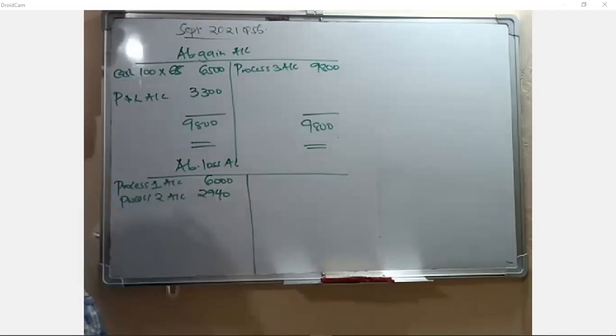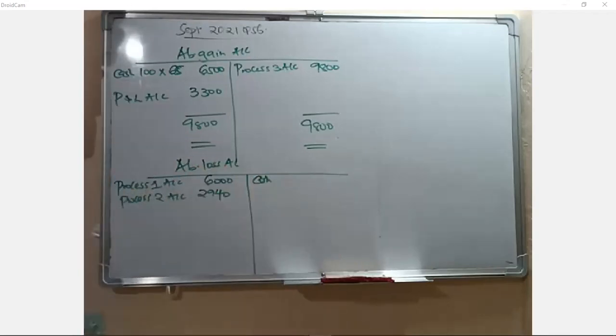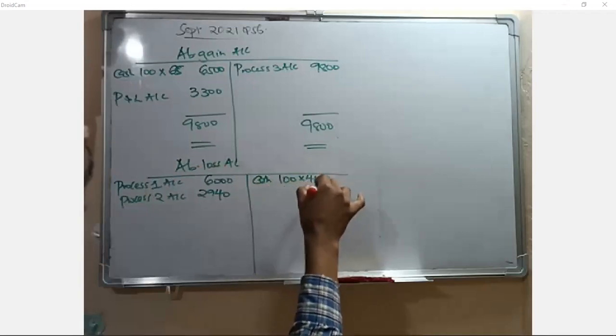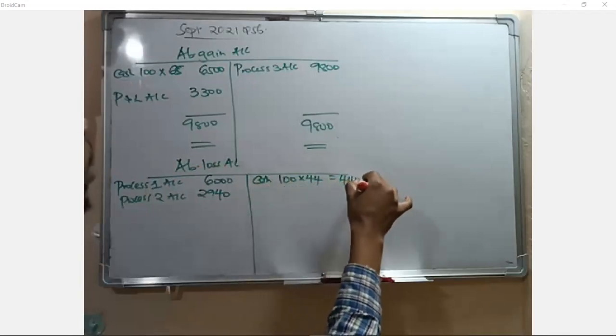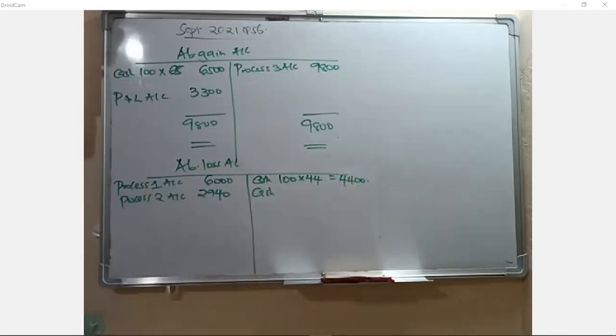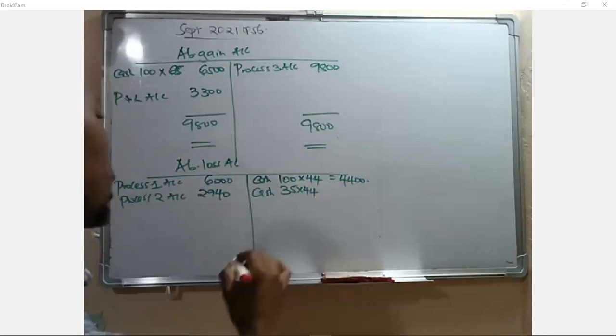How much can we cash? So in this case, we talk about cash for process one. And I can see we are discussing 100 units, but we are able to cash at 44. This translates to 4,400. Then also we can talk about cash in process two. How many units were there for the abnormal? In this case, we have 2,940, right? 35, sorry, 35. And then the cashing amount is 44. So 35 times 44, getting 1,540.